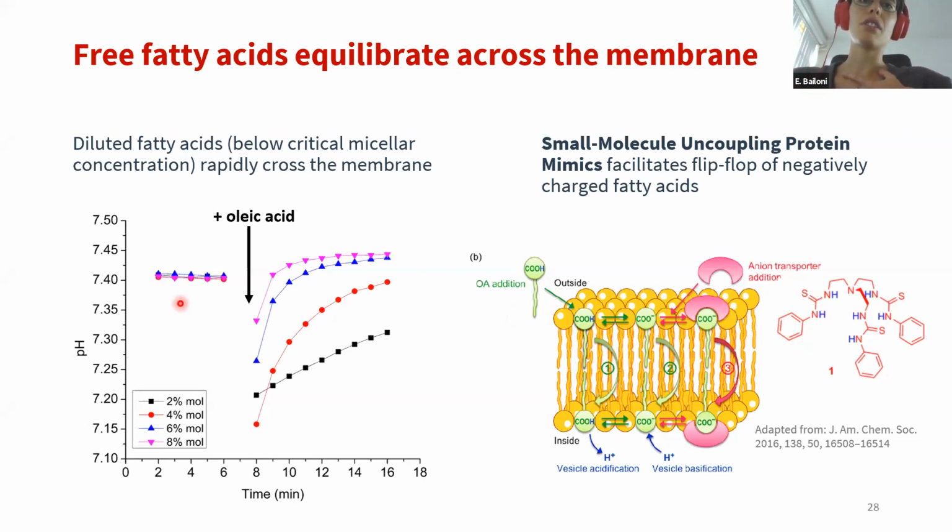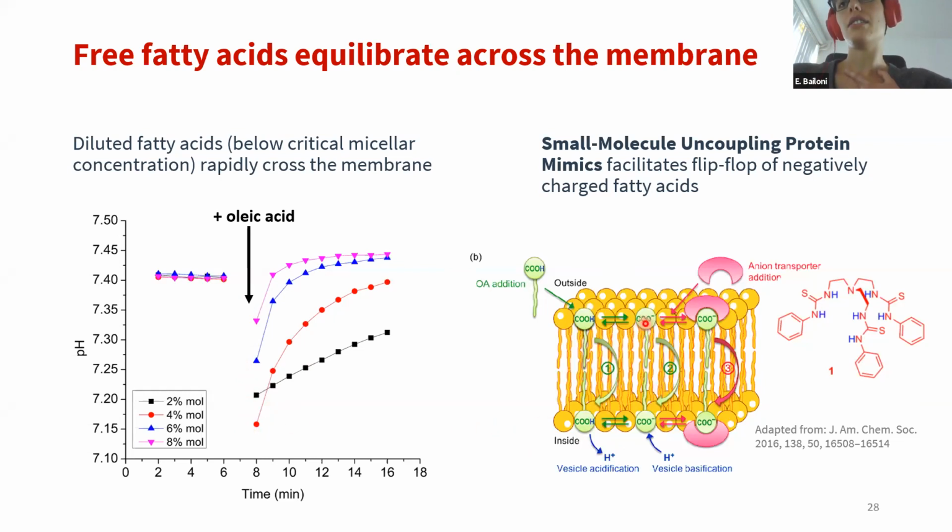This is also what I observe here in an experiment where I prepare vesicles with a pH probe on the inside, so phospholipid vesicles. And once I add oleic acid, I see an immediate pH drop that is due to the neutral form immediately equilibrating to the other side of the bilayer, thereby releasing a proton. And this proton release causes an internal acidification in the lumen of the vesicle.